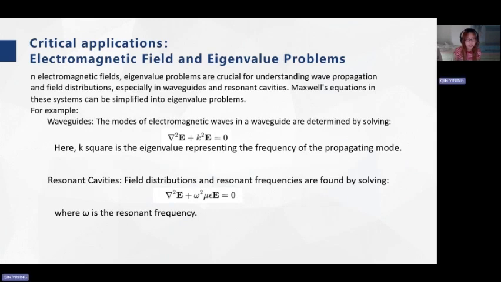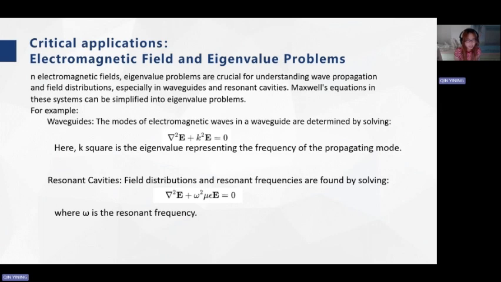And then let me introduce the second part of critical applications, which is named electromagnetic field and eigenvalue problems. Electromagnetic fields and eigenvalue problems are critical for understanding wave propagation and field distributions, especially in waveguides and resonant cavities. Maxwell's equations in this system can be simplified into eigenvalue problems.